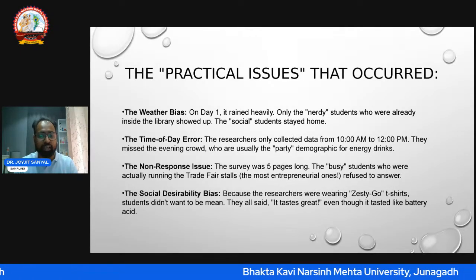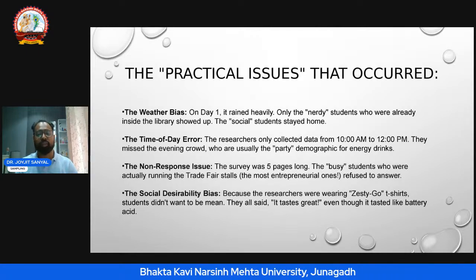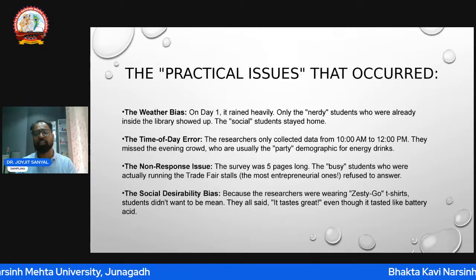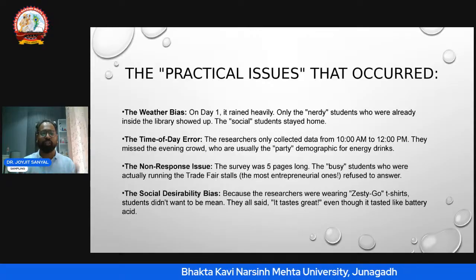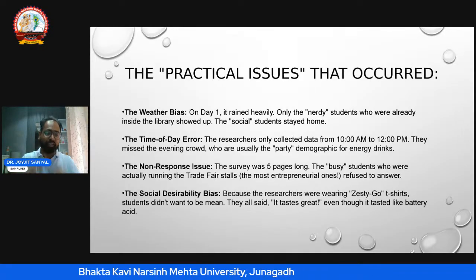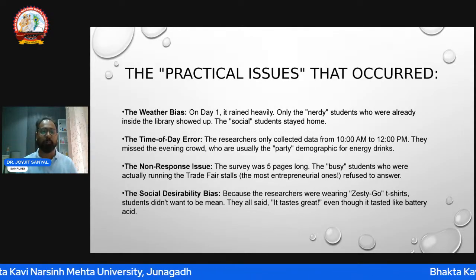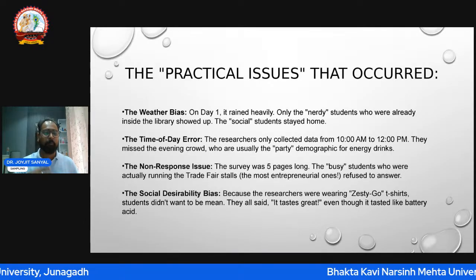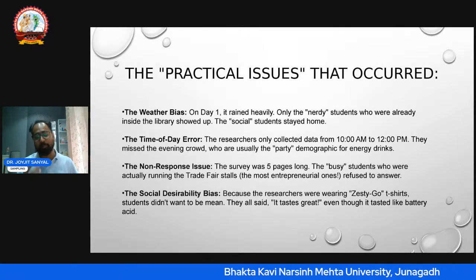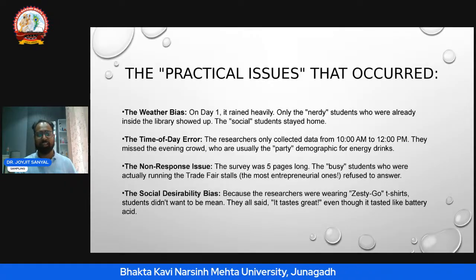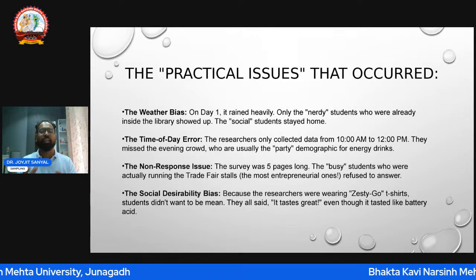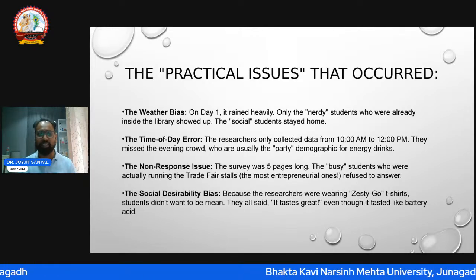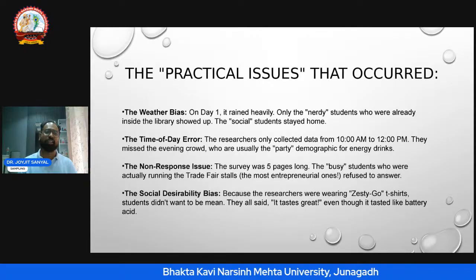Then the social desirability bias: because the researchers were wearing Jesty Go t-shirts, students didn't want to be mean, so they all said it tastes great, even though it tasted like battery acid. So those who were serving the drinks and then collecting the feedback, sometimes what happens is that the respondent from whom you are collecting the feedback doesn't want to be mean, right? How can I say to their face that this thing is bad, rubbish, not good? So sometimes that kind of thing is avoided.